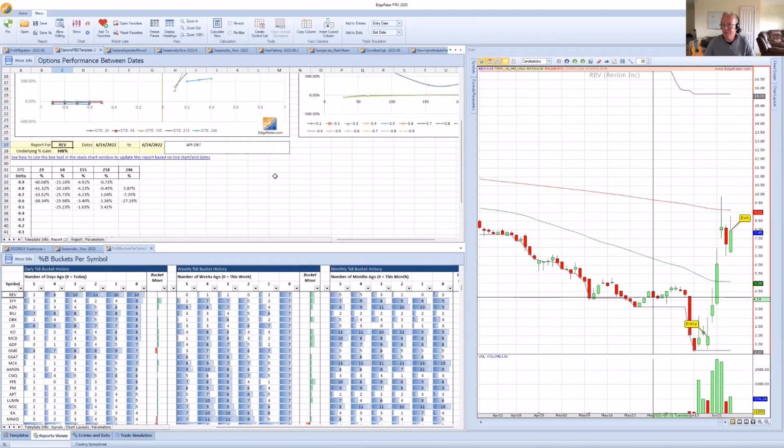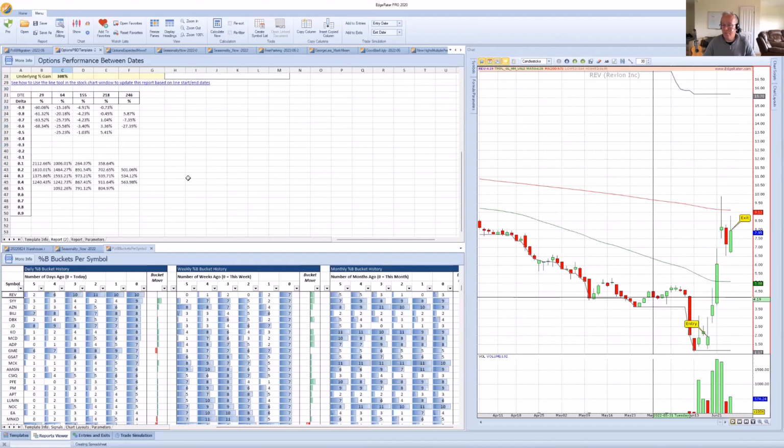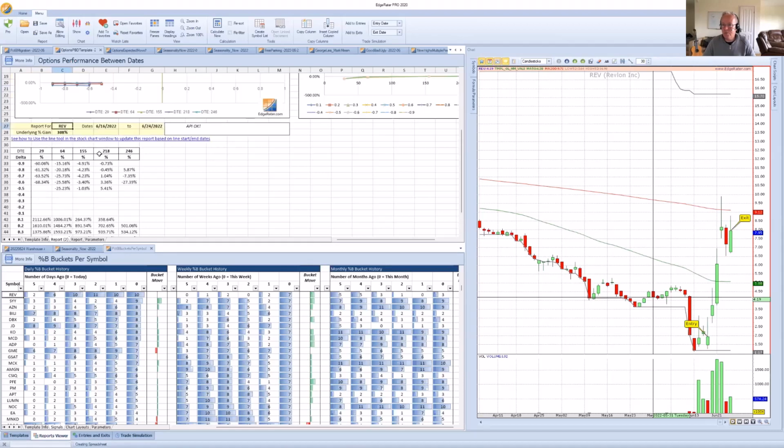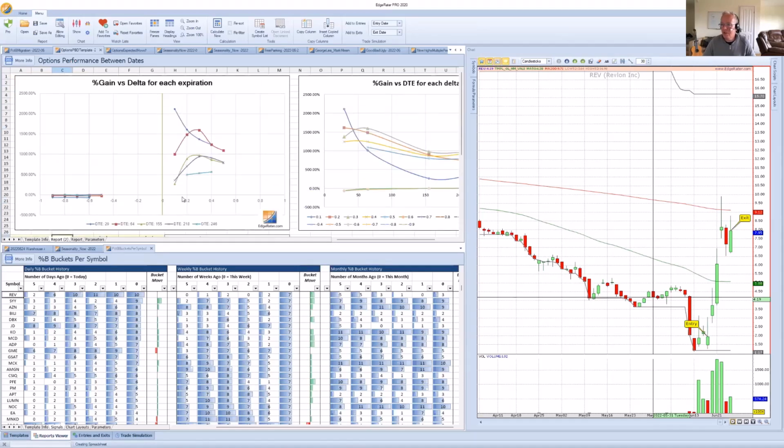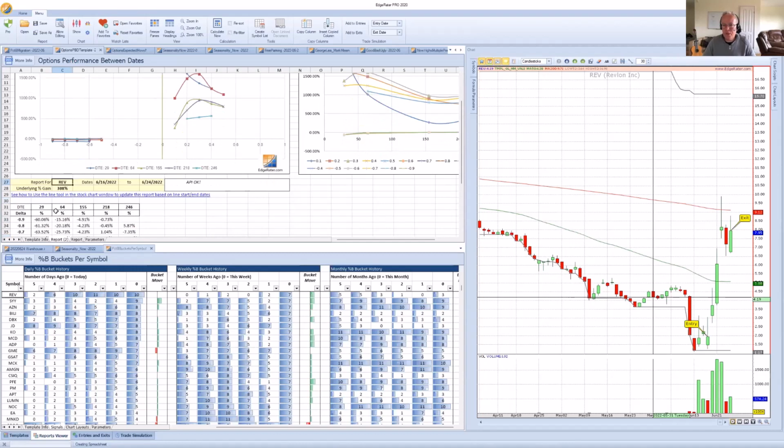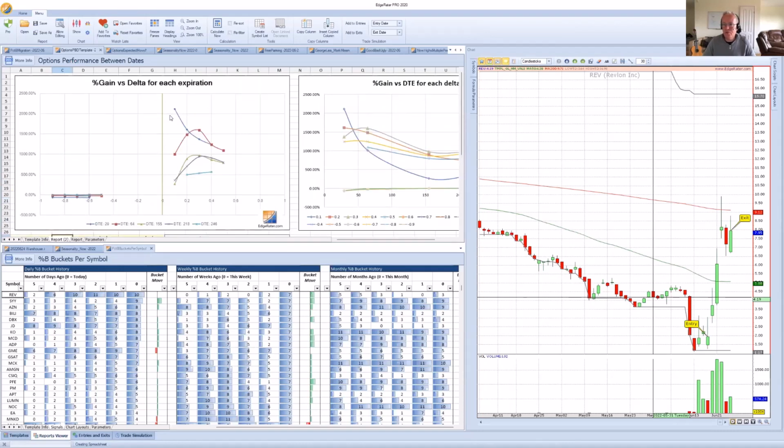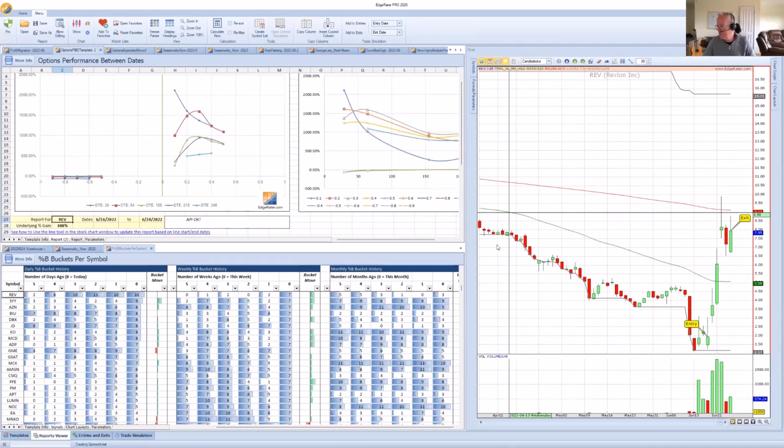And produce a table. Now, it turns out in Revlon there are not that many expirations and the options are very thinly traded, but it did give some information: for instance, the 0.1 call delta option with 29 days to expiration gained 2,000%. So Revlon gained 308% from the dates that I've drawn, from Thursday the 16th up till Friday.